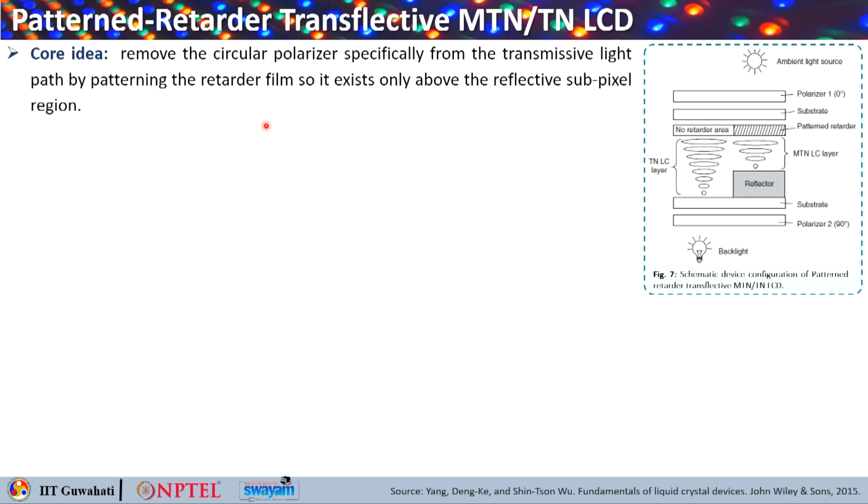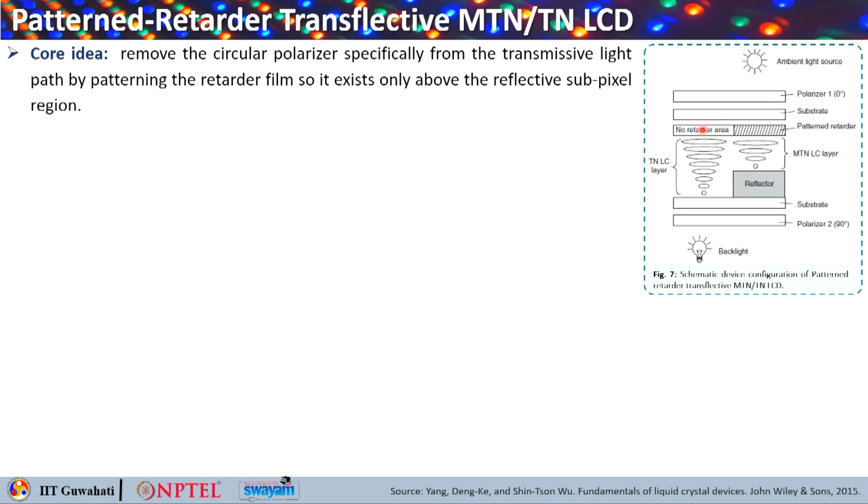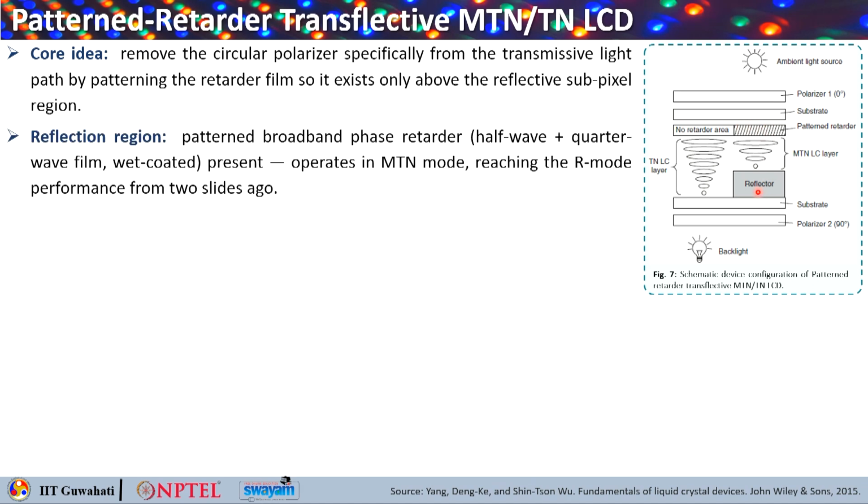Now let us look into a method of how to remove the circular polarizer specifically for the transmissive light path, and that is where the patterned retarder comes into the picture. This part has no retarder, but the reflective part has a patterned retarder. So this is the core idea here: you can remove the circular polarizer specifically for the transmissive light by patterning the retarder film such that it appears only on top of the reflector region.